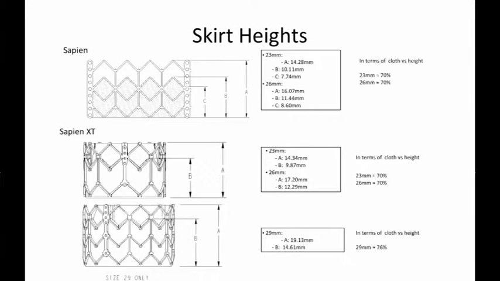And so sometimes it's important to know exactly what height the valve is, and as you can see from this schematic here, this information is available from the manufacturer, and in borderline cases where you're worried about coronary obstruction, it's important to know how high that valve will sit when it's deployed in the aortic root and whether it will reach the coronary arteries.